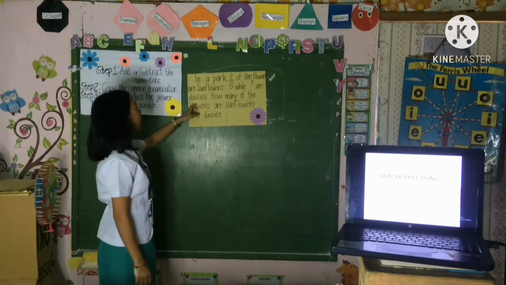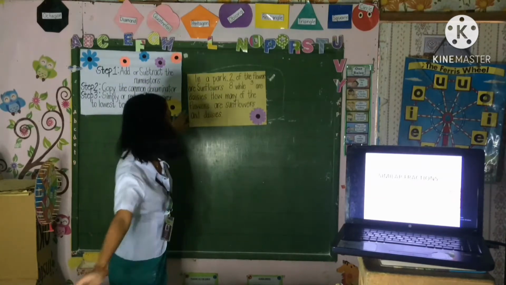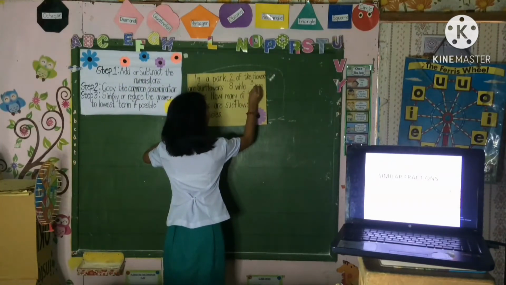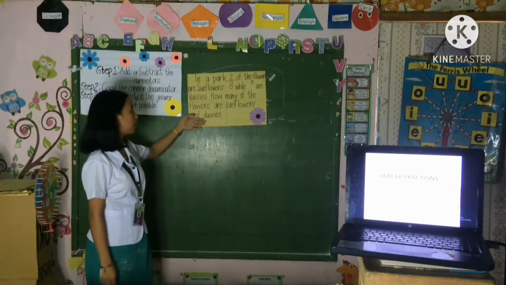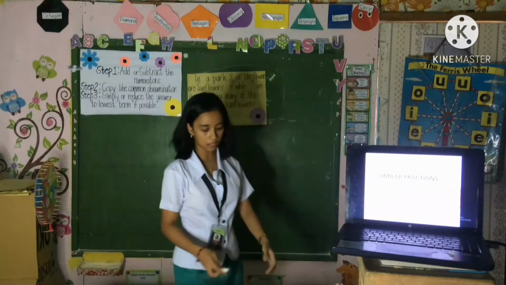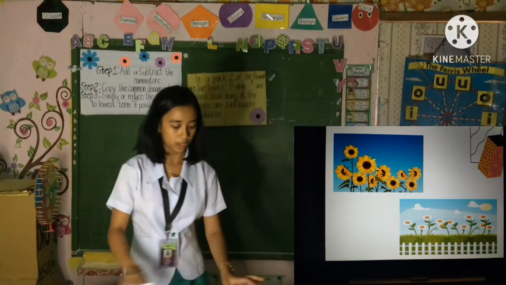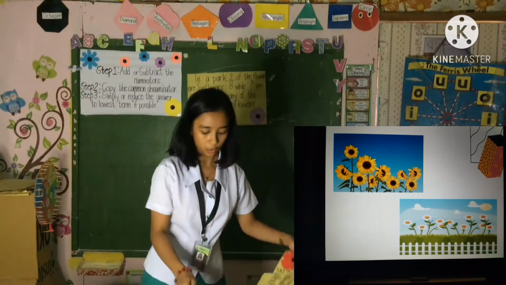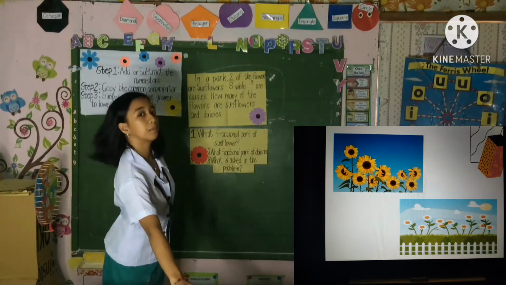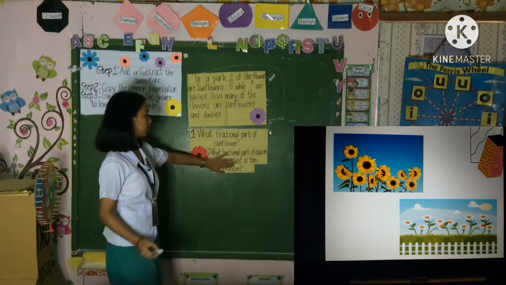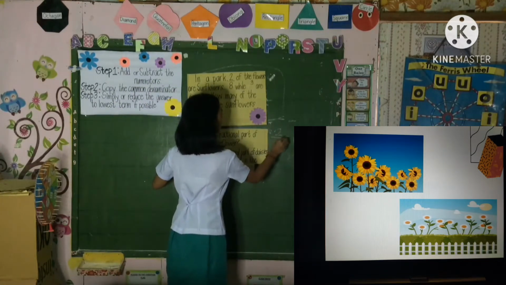of the flowers are sunflowers, while 3 over 8 are daisies. So how many of the flowers are sunflowers and daisies? Study this picture, okay? So I have here a question in that problem. What fractional part is sunflowers? Anyone? Very good, it is 2 over 8.